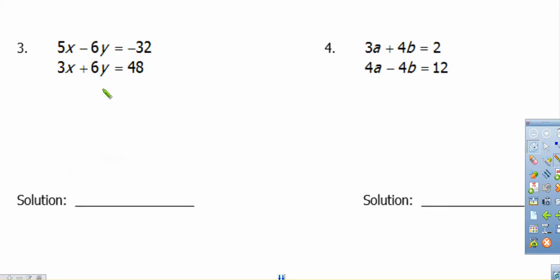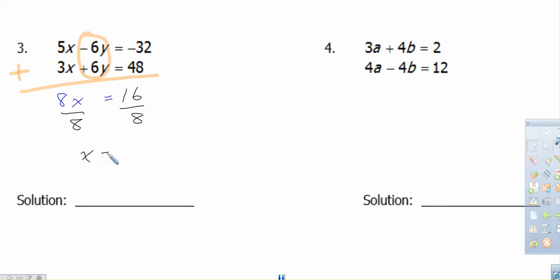We're looking for zero pairs. I see it right here. Negative 6y, positive 6y. If we add those together, we get 8x equals, it's going to be what, 16? So dividing by 8, x equals 2.